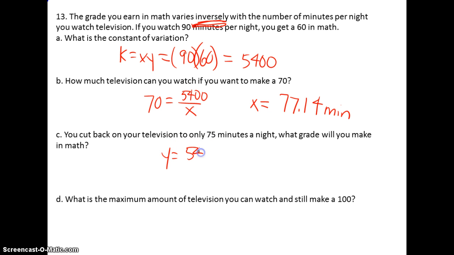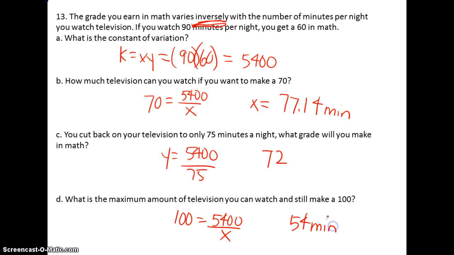If you cut back on your television and only watch 75 minutes a night, we would have y equals 5,400 divided by 75. And so we would make a 72, which is not good. So no more than 75 minutes a night. We definitely want less than that. And then what is the maximum amount of television you can watch and still make 100? So we would say 100 equals 5,400 divided by x, and you end up getting 54 minutes. So everybody needs to watch 54 minutes of TV a night so that we can get 100 in math.